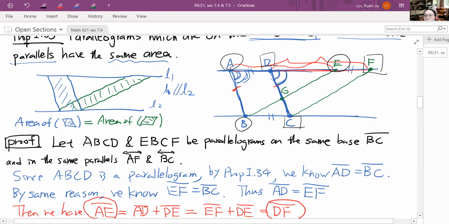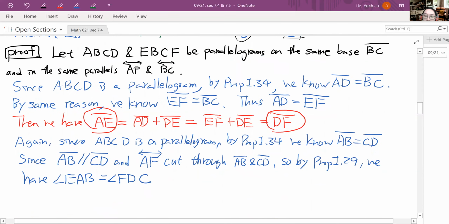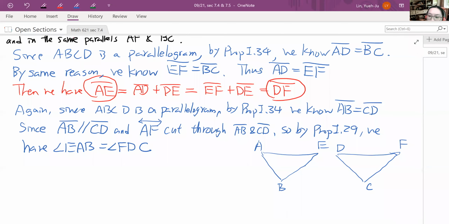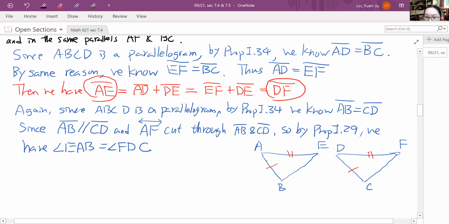Now let me pull out the picture so you can see more clearly. Essentially I have something like this, and you have another one, which is DCF. We proved that AE equals DF, AB equals CD, and we also have these two angles here.